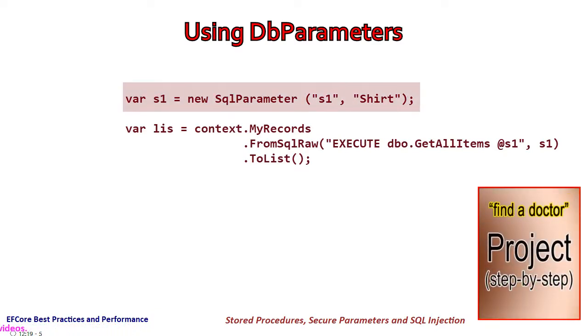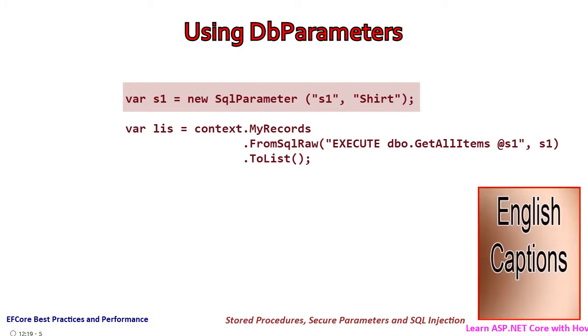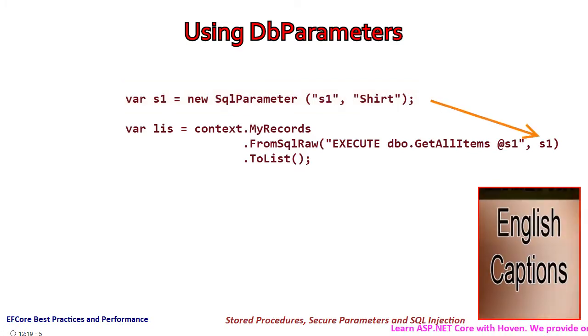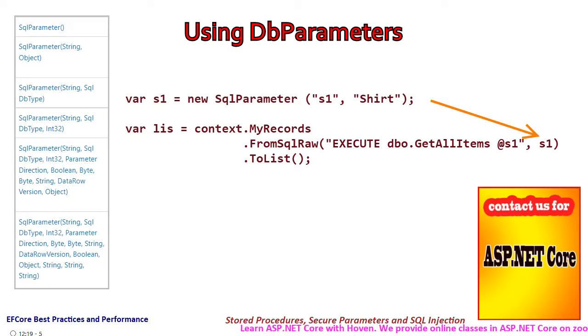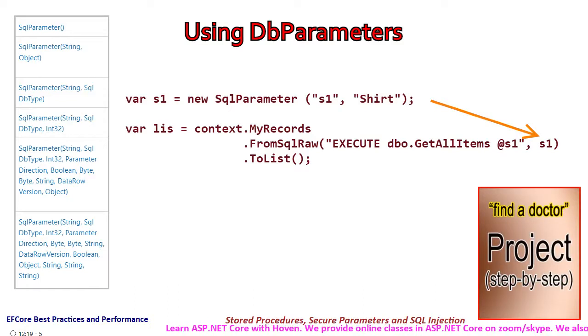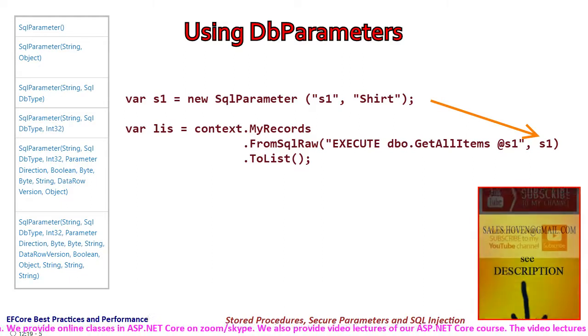In this code, we have constructed a DB parameter of name s1. The value has been passed as the second argument. This syntax allows us to use various overloads of SQL parameter to specify direction of parameters, data types, etc. So we have a lot of possibility of fine-tuning the parameters if we use this method.